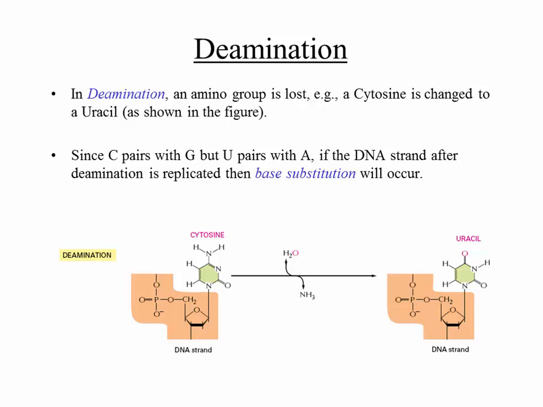Now C pairs with G, right? Cytosine pairs with guanine, right? So it pairs with guanine, and uracil pairs with adenine. Okay, so if that strand is used as a template, you are going to get mistakes. Right? So you'll get the mistake that is referred to as base substitution.